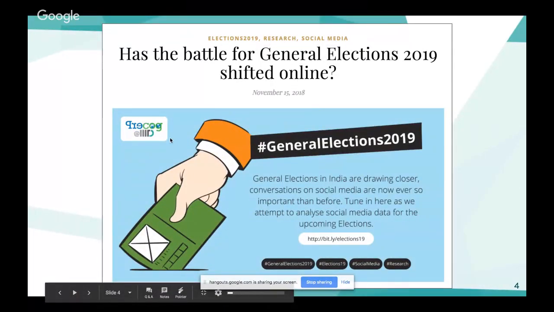Right, okay. So one of the blogs that we wrote some time back was looking at this, as the general elections 2019 shifted online, trying to see that there is a whole set of social media.